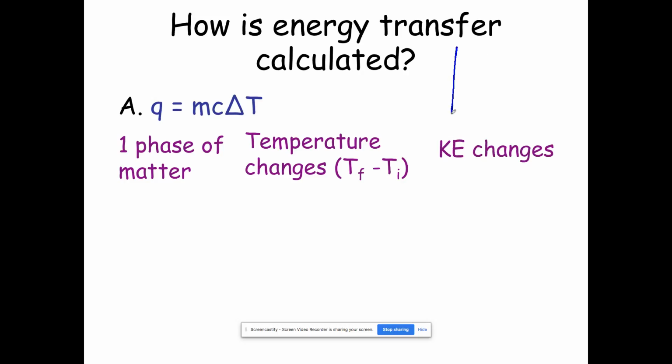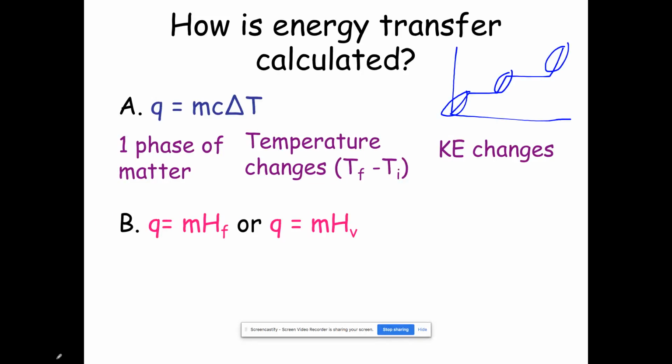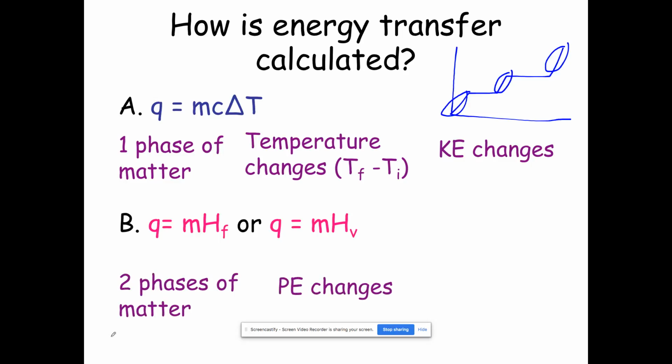And remember, here we have our phase change diagram. So Q equals mc delta T is anywhere you see the line increase. The other formulas we have are Q equals mH_f or Q equals mH_v. Those are two phases of matter where potential energy changes, and there's no change in temperature or no change in kinetic energy.